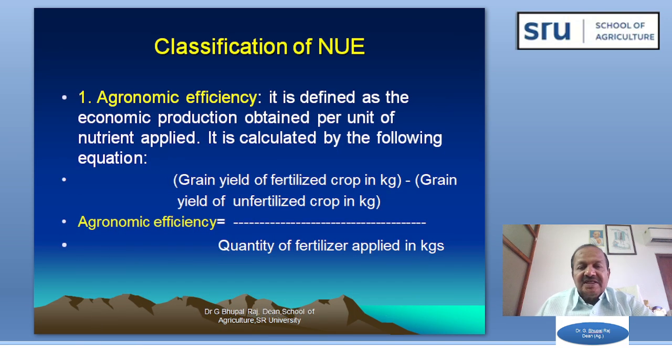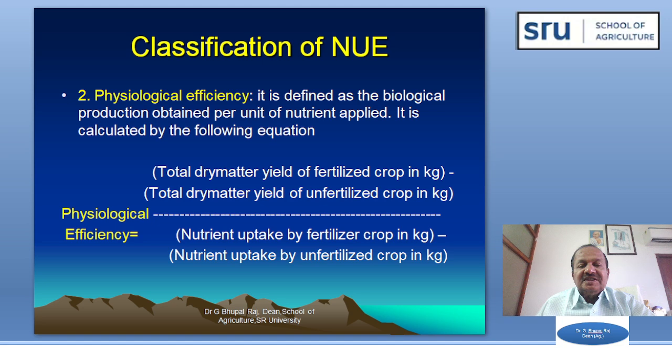In the formula, as I just told you, it is defined as the economic production obtained per unit nutrient applied. It is calculated by the following equation: grain yield of fertilized crop in kg minus grain yield of unfertilized crop in kg, divided by the quantity of fertilizer applied in kgs. It gives the agronomic efficiency.